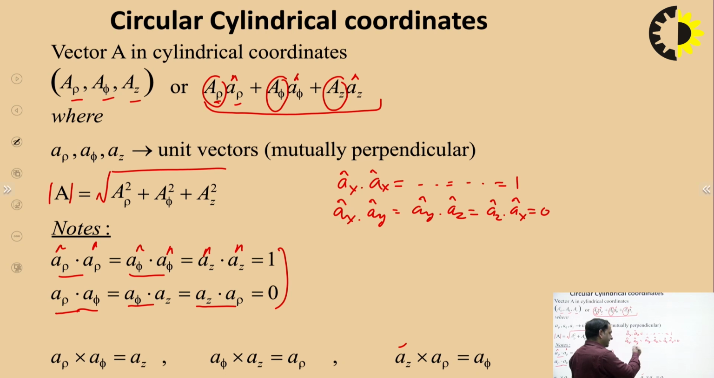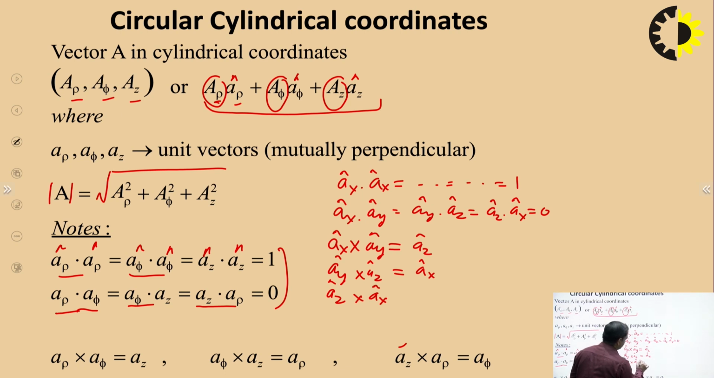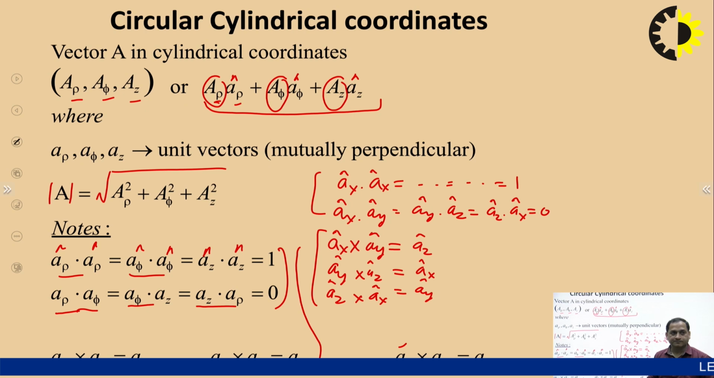In the case of the Cartesian coordinate system, again the cross product we can find as ax cross ay is equal to az, ay cross az is equal to ax, and az cross ax is equal to ay. Okay, so these all are the properties. This is the case of the Cartesian coordinate, and similarly we wrote for the cylindrical coordinate system, right?